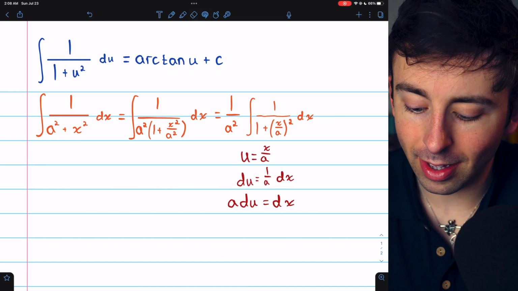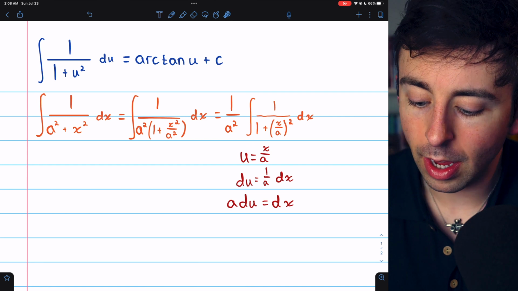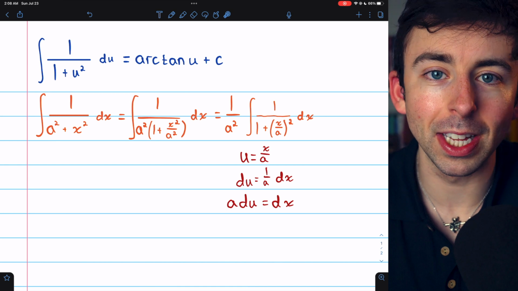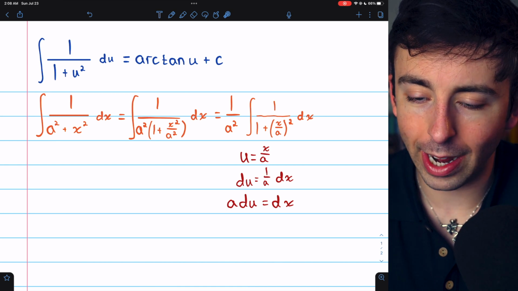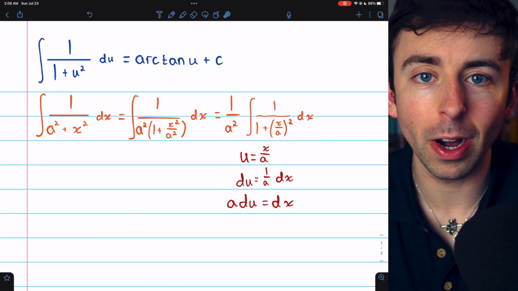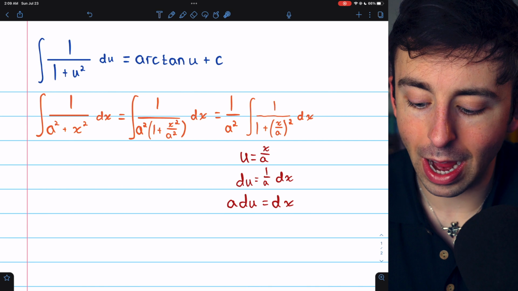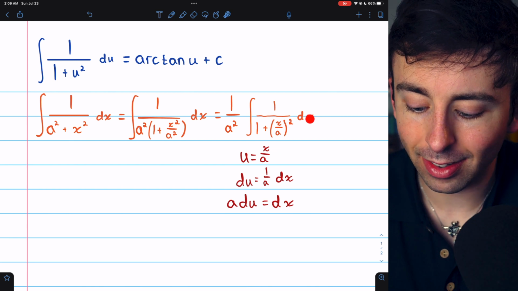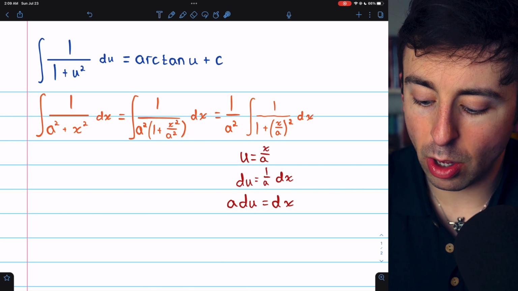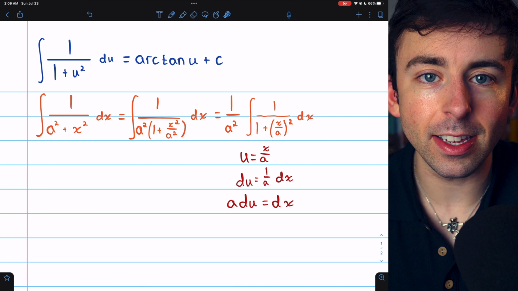That then gives us that du, taking the derivative of both sides, equals 1 over a dx. Remember, a is just a real number, so 1 over a is just the real number coefficient of x over a. Now, in our integrand, we don't have a 1 over a, we just have this dx. So let's multiply both sides of this equation by a so that we find dx equals a du.